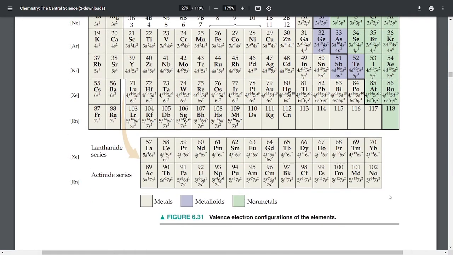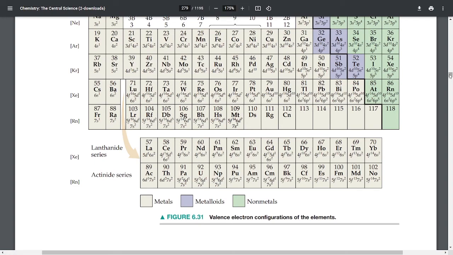Now, when you get to the 6th period, then you have these F block metals right here. Now we're not gonna get into that. We pretty much touched on the first 5 periods.